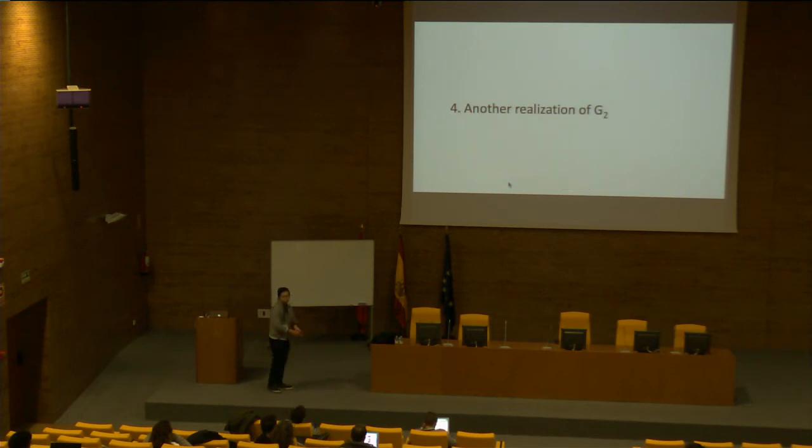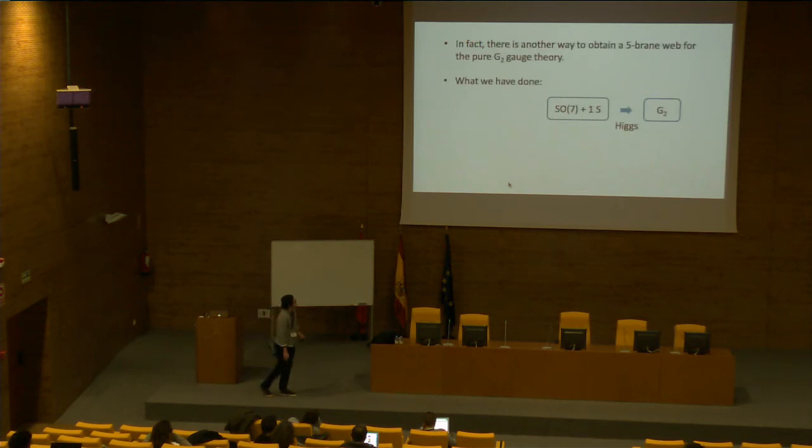Okay, so this is one construction of the 5-brane web diagram for the pure G2 gauge theory. And there is actually another way to realize the pure G2 gauge theory. So let's see what we have done so far. We used SO(7) gauge theory with one spinor matter. And if we Higgs this one spinor, then we get pure G2 gauge theory. And in fact, SO(7) itself can be realized by Higgsing SO(8) plus 1 vector. So what we have done can be seen as two Higgsings starting from SO(8) plus 1 vector and one spinor. Here there is something interesting about SO(8) gauge theory.